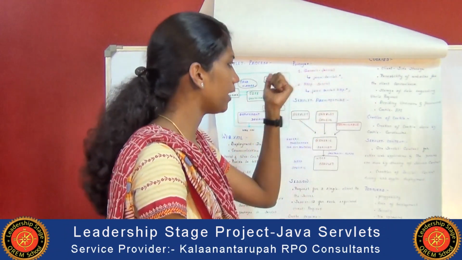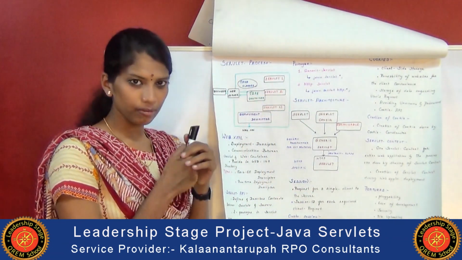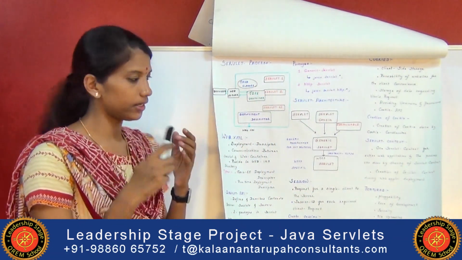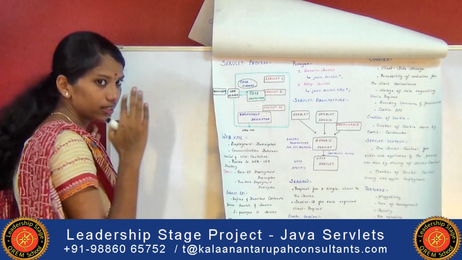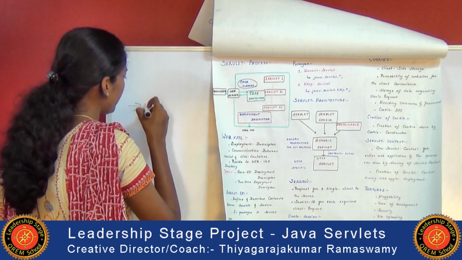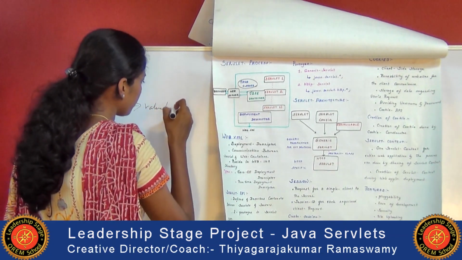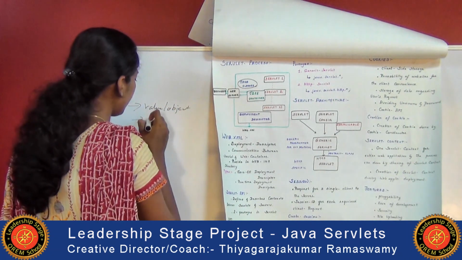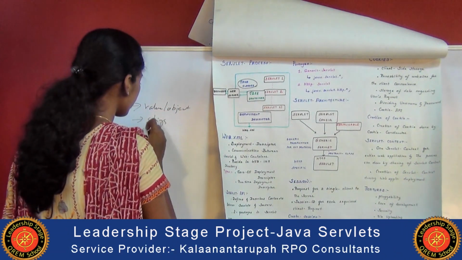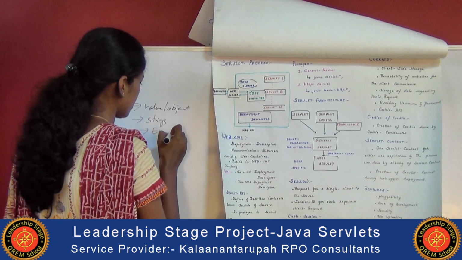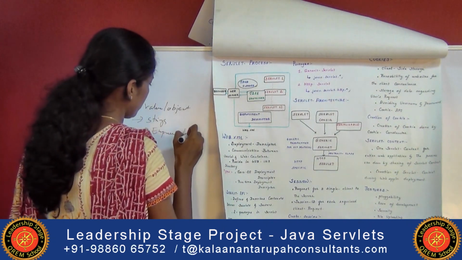Then how can we create a cookie? A cookie might be created by the cookie constructor. We have three types in that: by creating a value or object, with the implementation of strings, and also with expressions or operators.